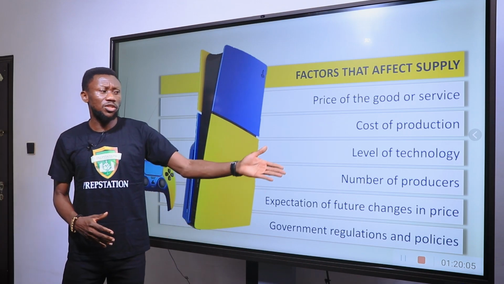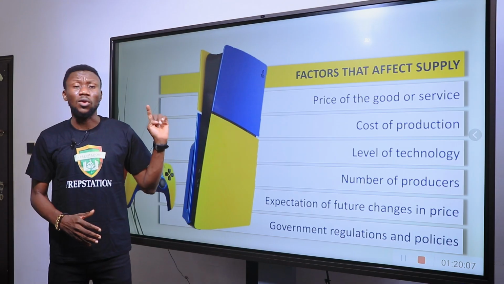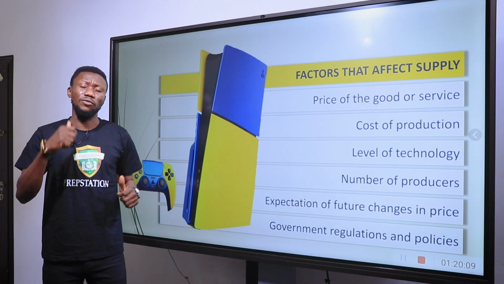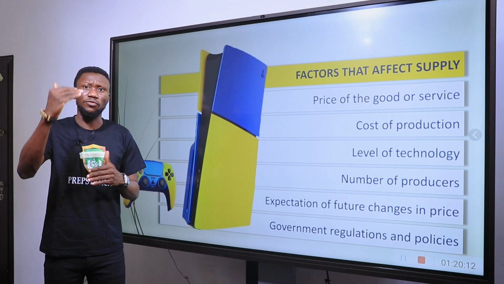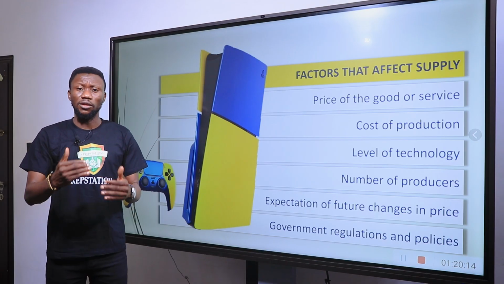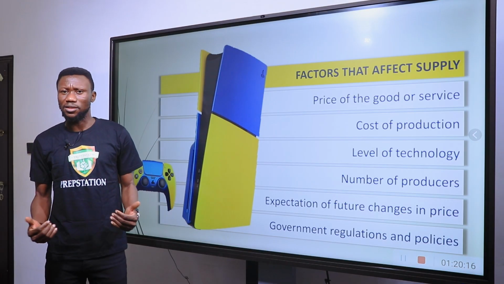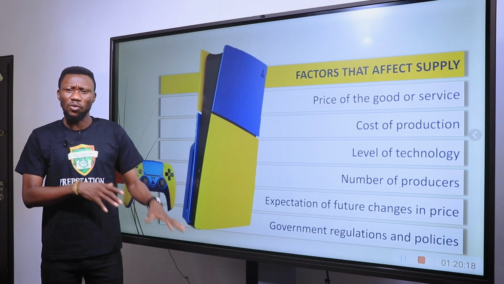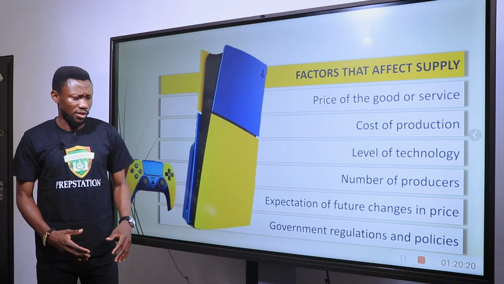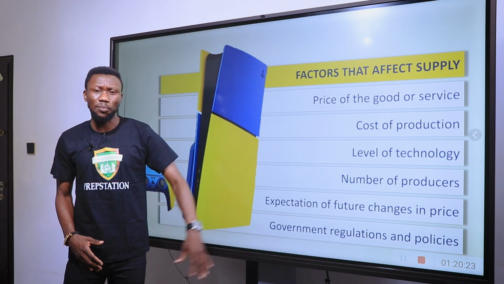And expectation of a future change in price. Producers also look at the price and target it for the future. So if the price is going to increase in the future, I want to sell more. If it's not going to increase in the future, I want to sell less. Who wants to sell things that the prices are going down? Of course not. You make less profit. And of course, the last one is government regulations and policies.